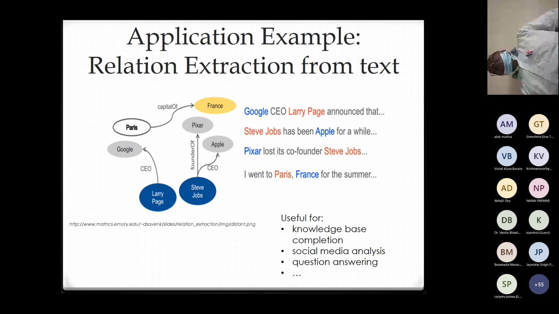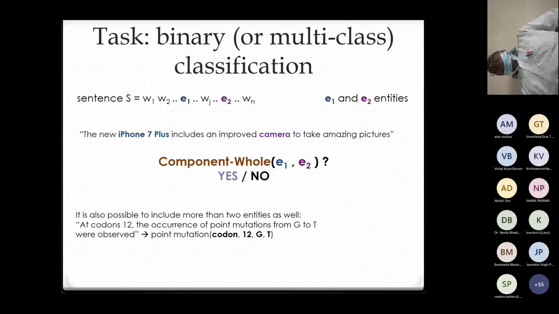You have to take the useful information and get the value from it. The task is binary or multi-class classification. And this is, for example, for the new iPhone 7 Plus, including an improved camera. Image features are the components, with E1 and E2, yes or no, and then we can get the features. We will use this formula to calculate the outcomes.